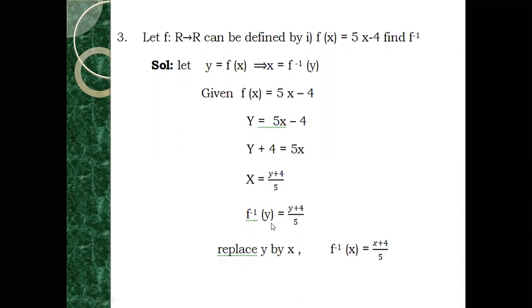So now we replace y by x. We get the inverse function for x. F inverse of x is equal to x plus 4 by 5.